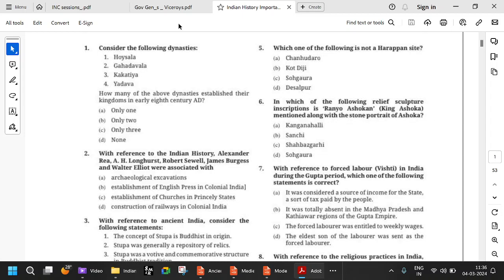So first question, consider the following dynasties: the Hoysalas, Gahadavalas, Kakatiyas, and Yadavas. How many of the above dynasties established their kingdoms in the early 8th century? So 8th century means we are talking about almost the ending of the Harshvardhana Empire.